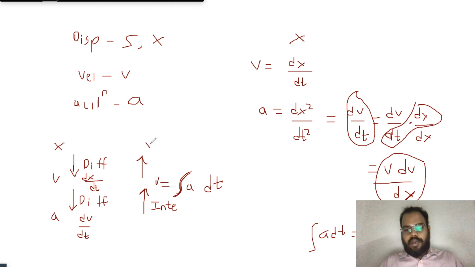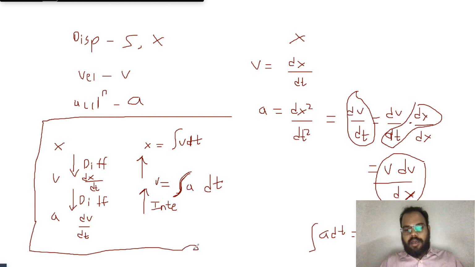Similarly, your displacement will be equal to integral v dt. Again, same thing, you can write v as dx by dt. dt will cancel out. You are left with integral dx, and integral dx will again give you x. So if you have to go down, you have to differentiate. If you have to go up, you need to integrate. You can remember it in this way. If you have difficulties in remembering this, over a period of time you will remember it.